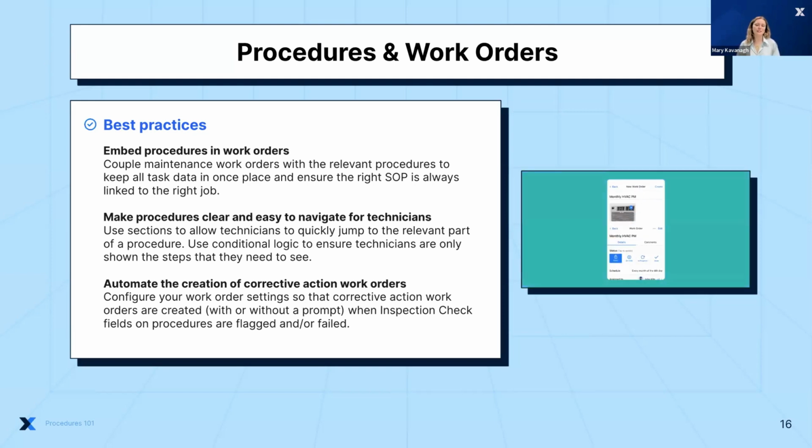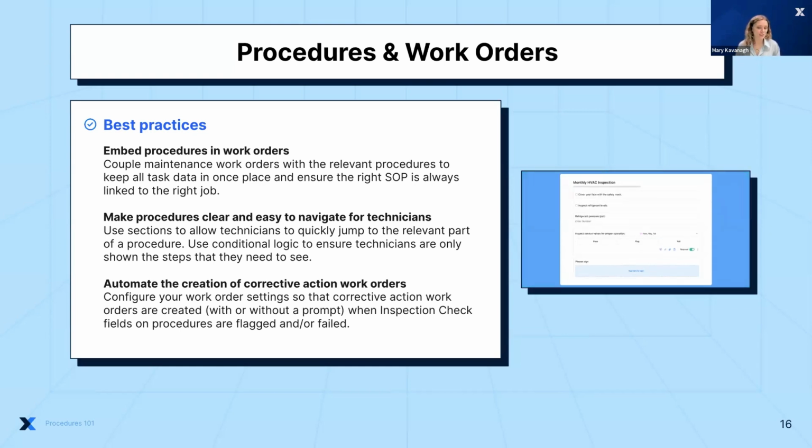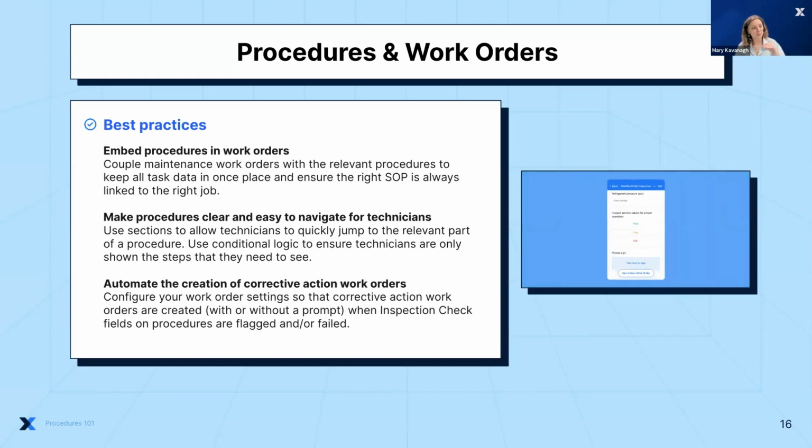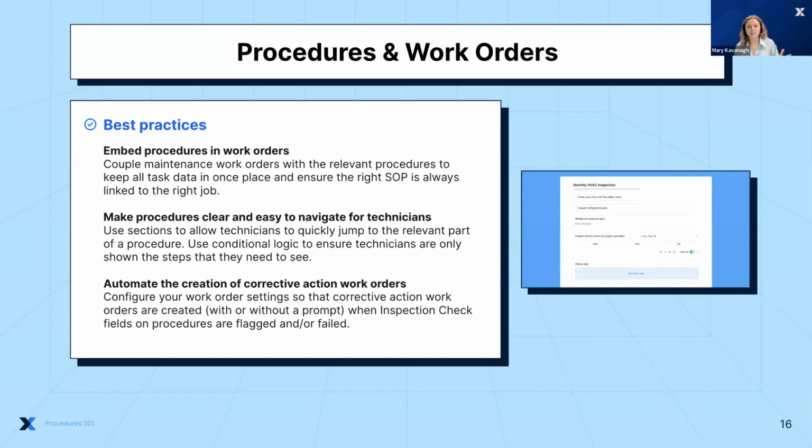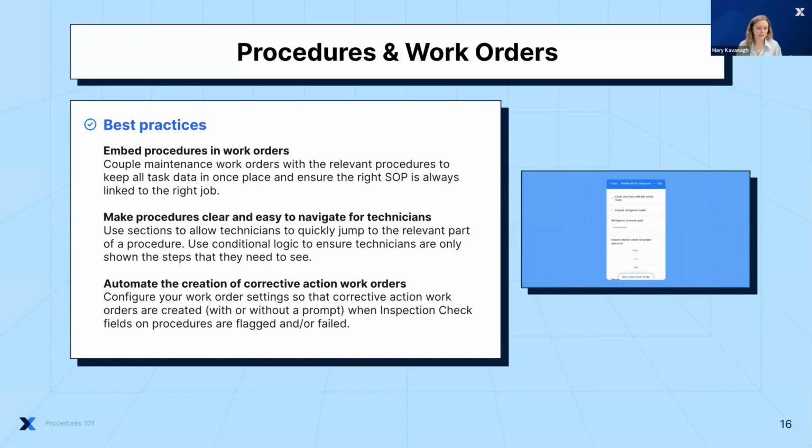Secondly, make procedures clear and easy to navigate for technicians. We want to use sections to allow technicians to quickly jump, with that table of contents like we saw, to the relevant part of a procedure. We want to use conditional logic to ensure technicians are only shown the steps that they need to see. Again, get rid of that noise, get rid of the fluff, make sure we are only looking at what we need to see.